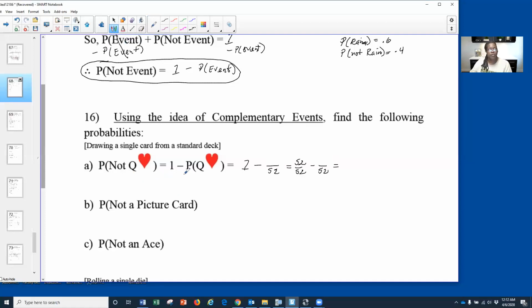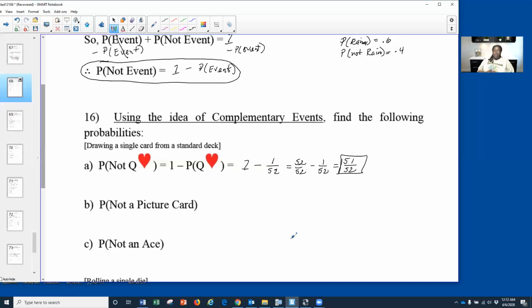It says we're solving for the probability of not a queen of heart. So we have 1 minus the probability of a queen of heart. And how many queens did we say we had of a heart? Just 1. We're still going to solve it the same. Again, you can put this in your calculator and work it, but we don't really need to do that because we know that 52 minus 1 is just 51. Very simple. Don't need a calculator for that.